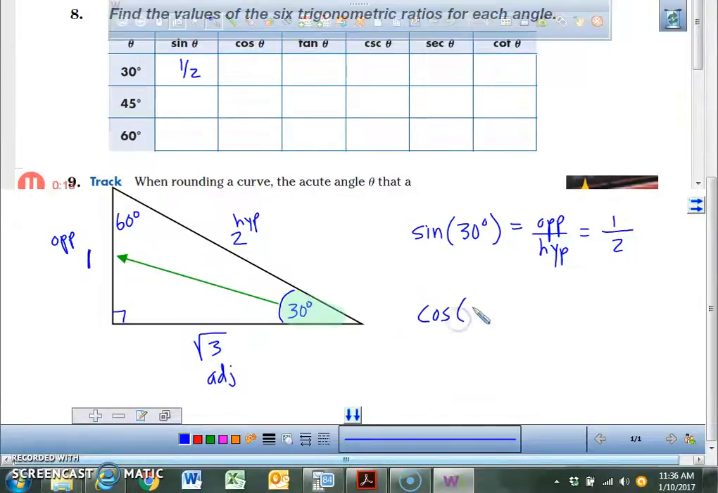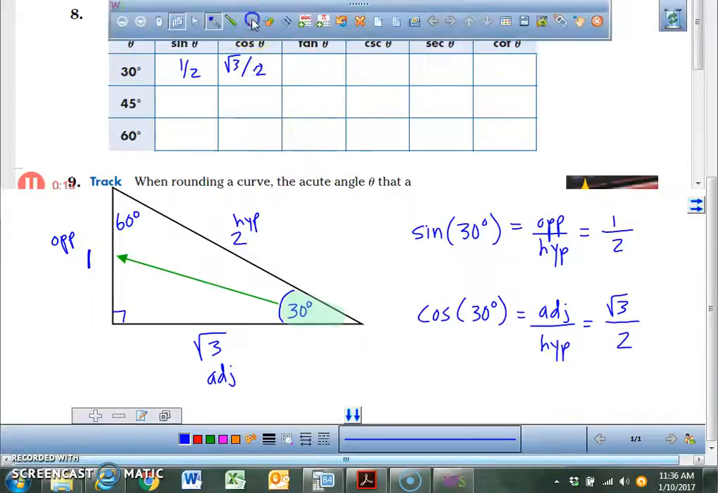Next one I'm going to move on to is cosine. Cosine is my adjacent side over my hypotenuse. What's the distance of my adjacent side? Radical 3. My hypotenuse is 2. So therefore I have radical 3 over 2. It's not radian, it's radical. Radical 3 over 2. There we go.